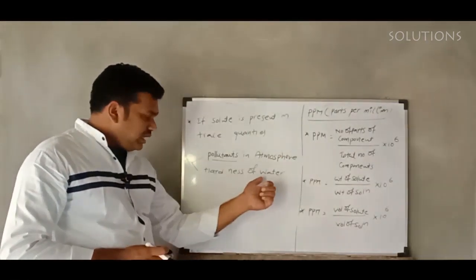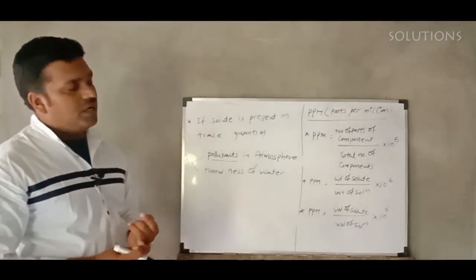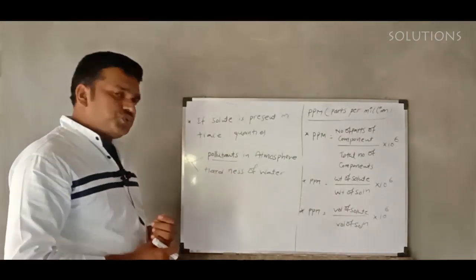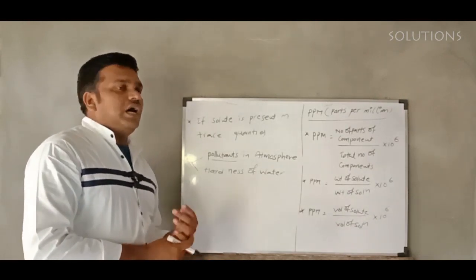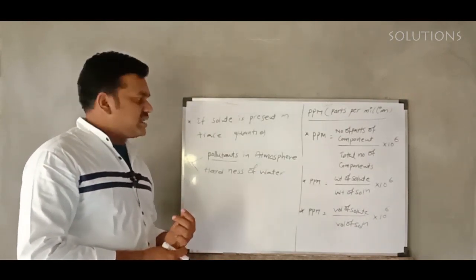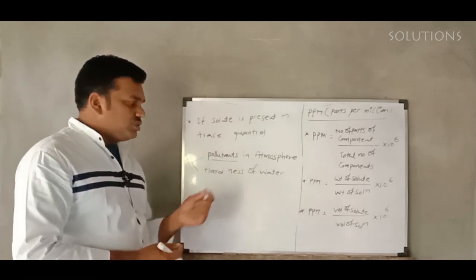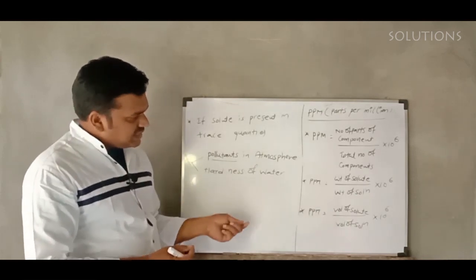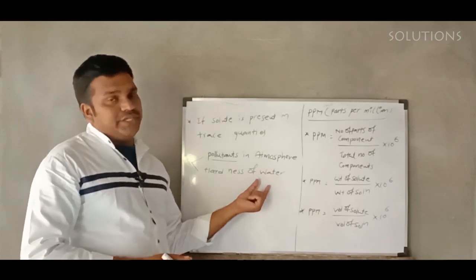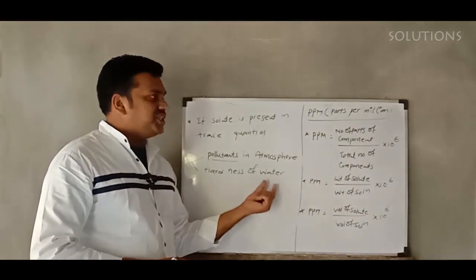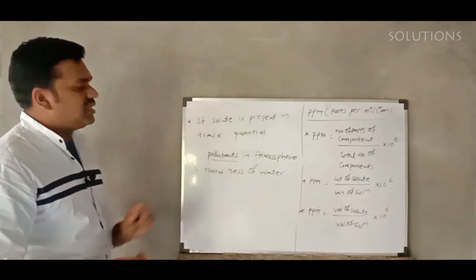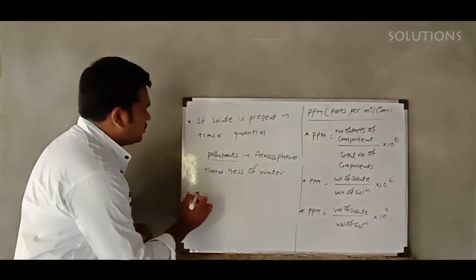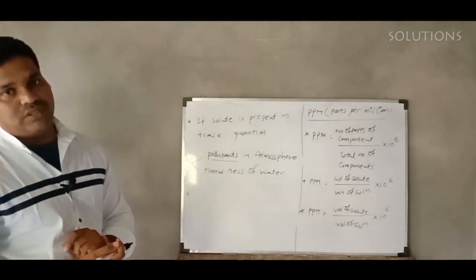And one more that I wrote here, hardness of water. Hardness of water is because of which one? Hardness of water is because of the solubility, salts like chlorides and fluorides can be present in the water. These chlorides and fluorides present in the water are in very small quantities. So that concentration we can express in the form of ppm. Mainly these are the two examples to express the concentration in ppm.